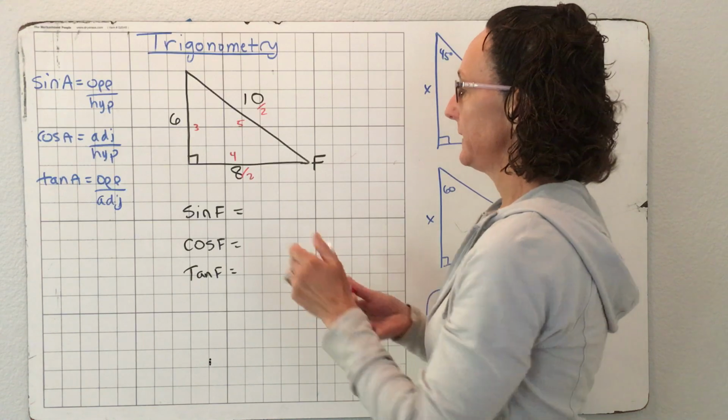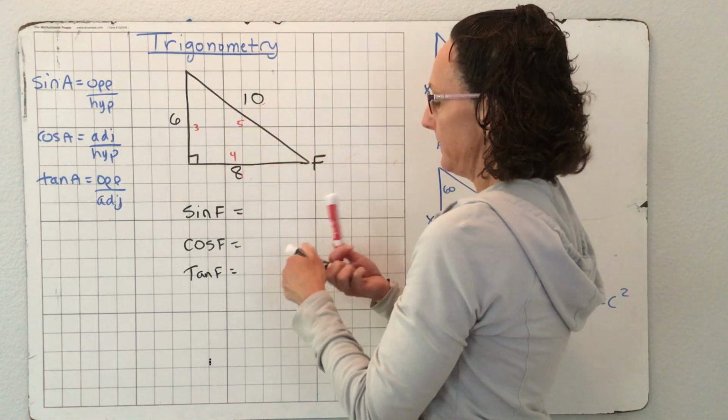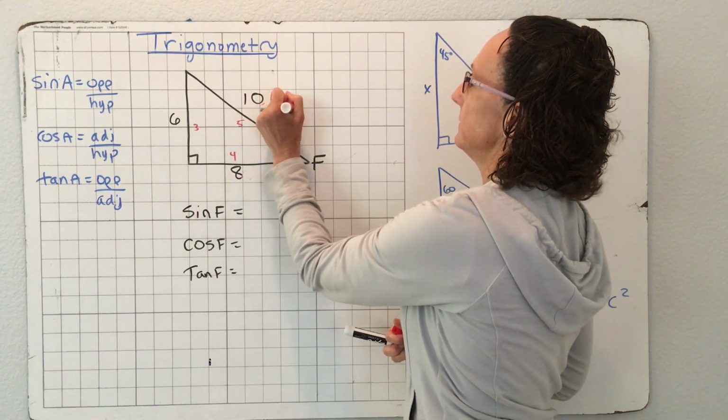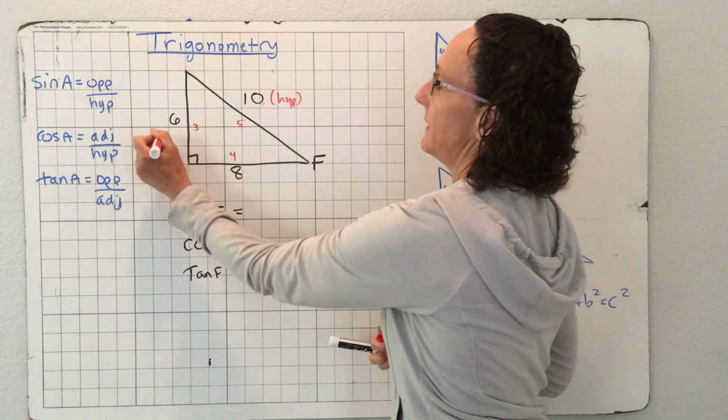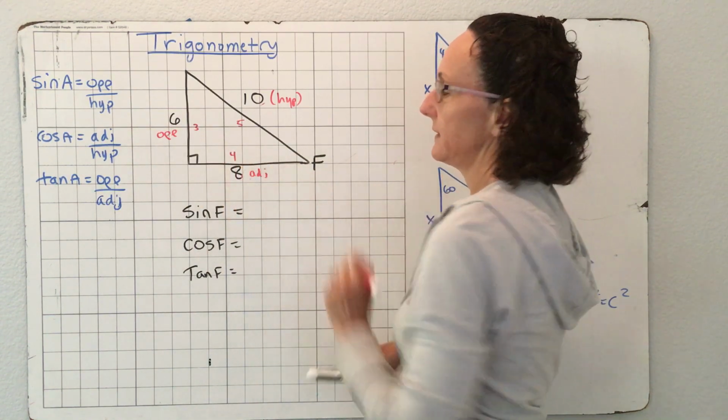So for instance, when you do this now, let me erase this real fast, okay? Remember, write down which these are. So this is across from the 90s. This is the hypotenuse. Okay, this is across from F, so this is opposite. And this is next to it, so that's the adjacent.